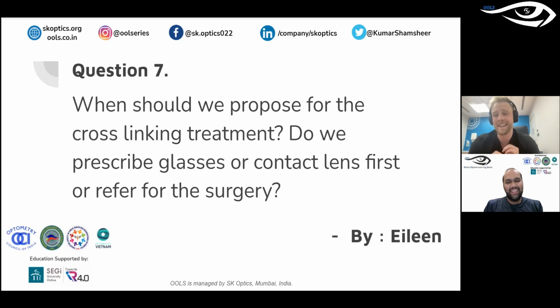It's sore for a few days, and you don't want them to have one done and then have to come back and get the second one done, because it'll take them out of work for longer. They'll just not be happy. So if it were up to me, I would cross-link on presentation if possible, as long as the corneas aren't too thin and things like that. And after that, discuss the glasses and the contact lenses.